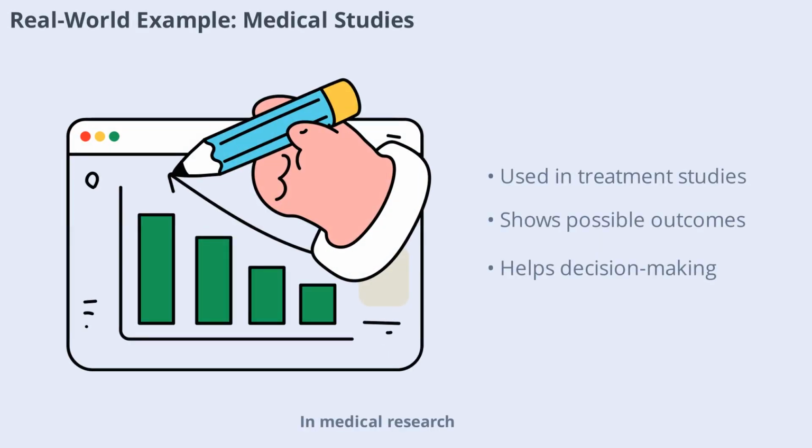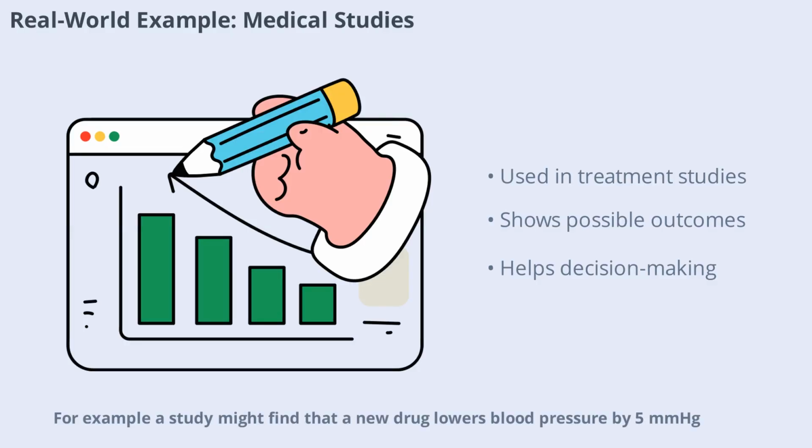In medical research, confidence intervals are used to report the effectiveness of treatments. For example, a study might find that a new drug lowers blood pressure by 5 mmHg, with a 95% confidence interval of 3 to 7 mmHg. This means the researchers are fairly sure the true effect is somewhere in that range. It helps doctors and patients understand the possible outcomes and make better decisions.